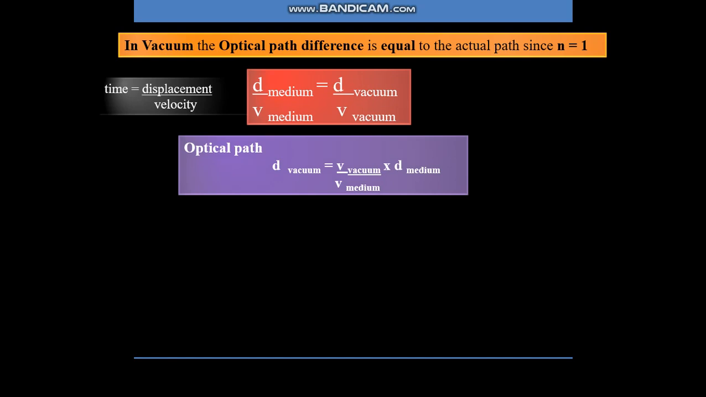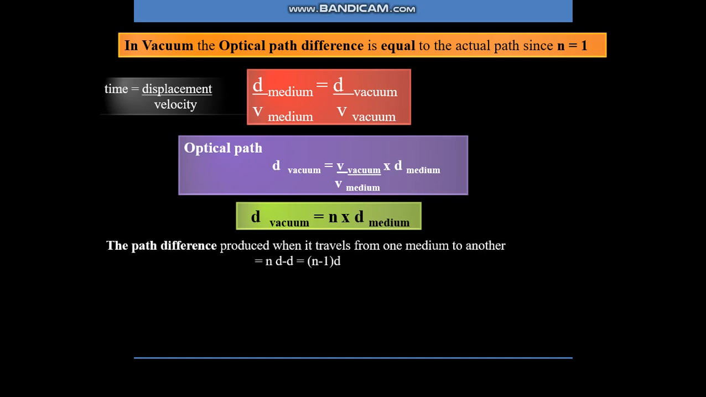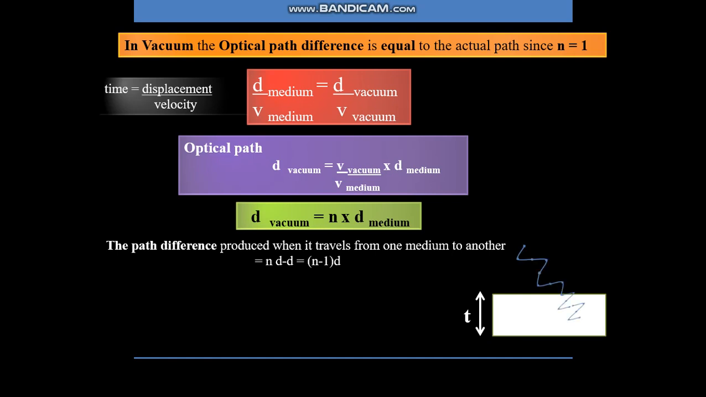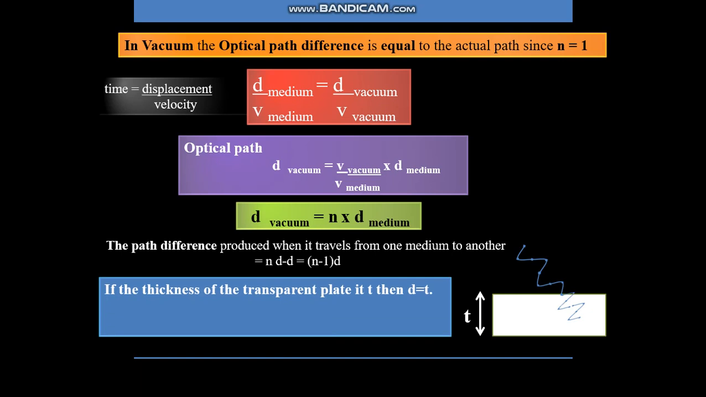The optical path d in vacuum is equal to v vacuum upon v medium into d medium. But v vacuum upon v medium is nothing but the refractive index. Therefore, d vacuum is equal to n into d medium. The path difference produced when it travels from one medium to another is nd minus d, that is equal to n minus 1 into d. If t is the thickness of the transparent plate, the optical path difference is n minus 1 into t.